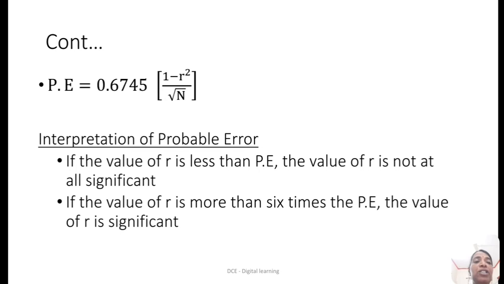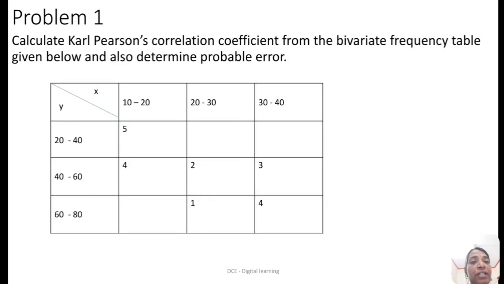Now, the interpretation of probable error. If the value of R is less than PE, the value of R is not at all significant. It will be insignificant. If the value of R is more than 6 times the PE, the value of R is significant. If it is significant, it is very good.